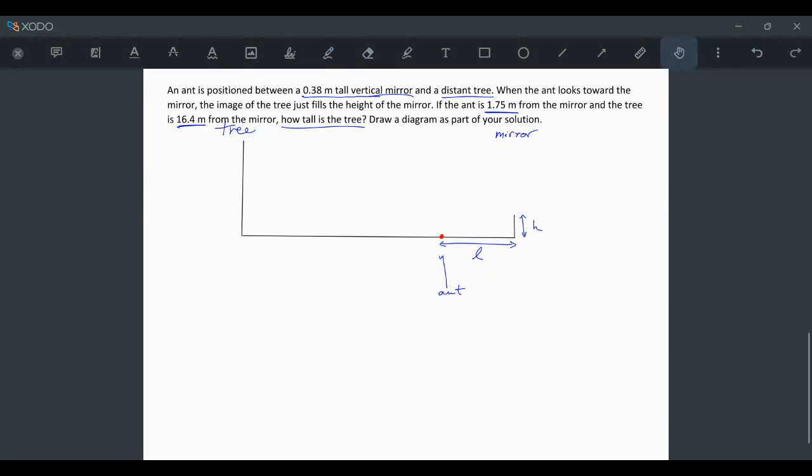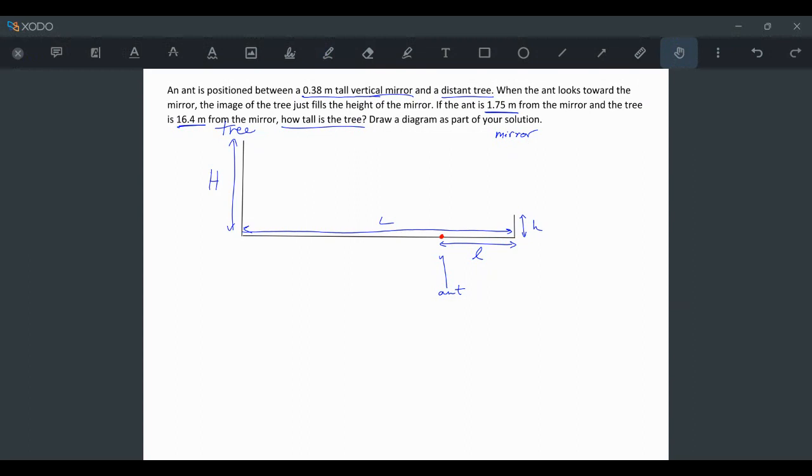We've been given the distance from the tree to the mirror as well. So that's this distance here. I call that capital L. What we want to know is how tall is the tree. That's this distance here, and that'll be capital H. So those are the quantities that we have.